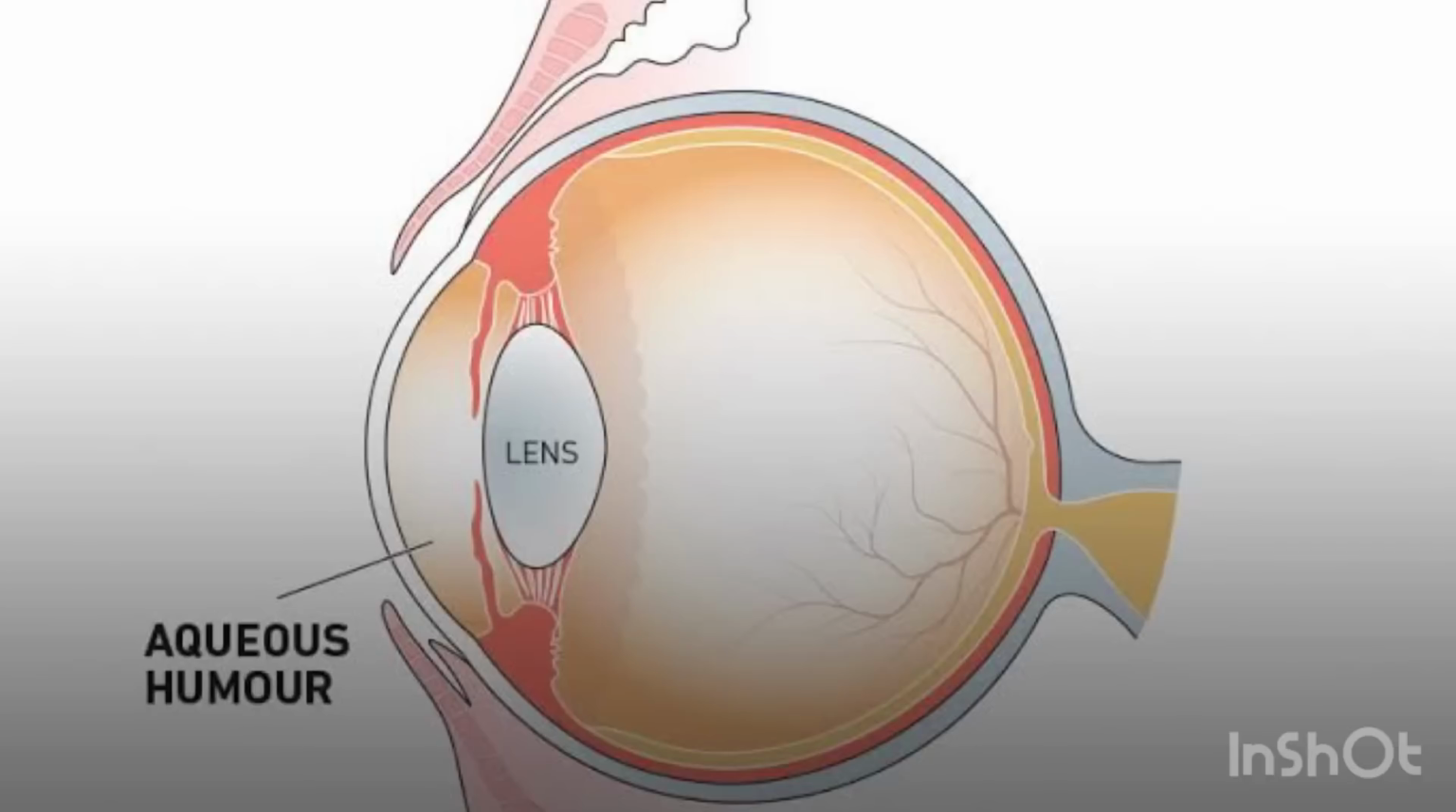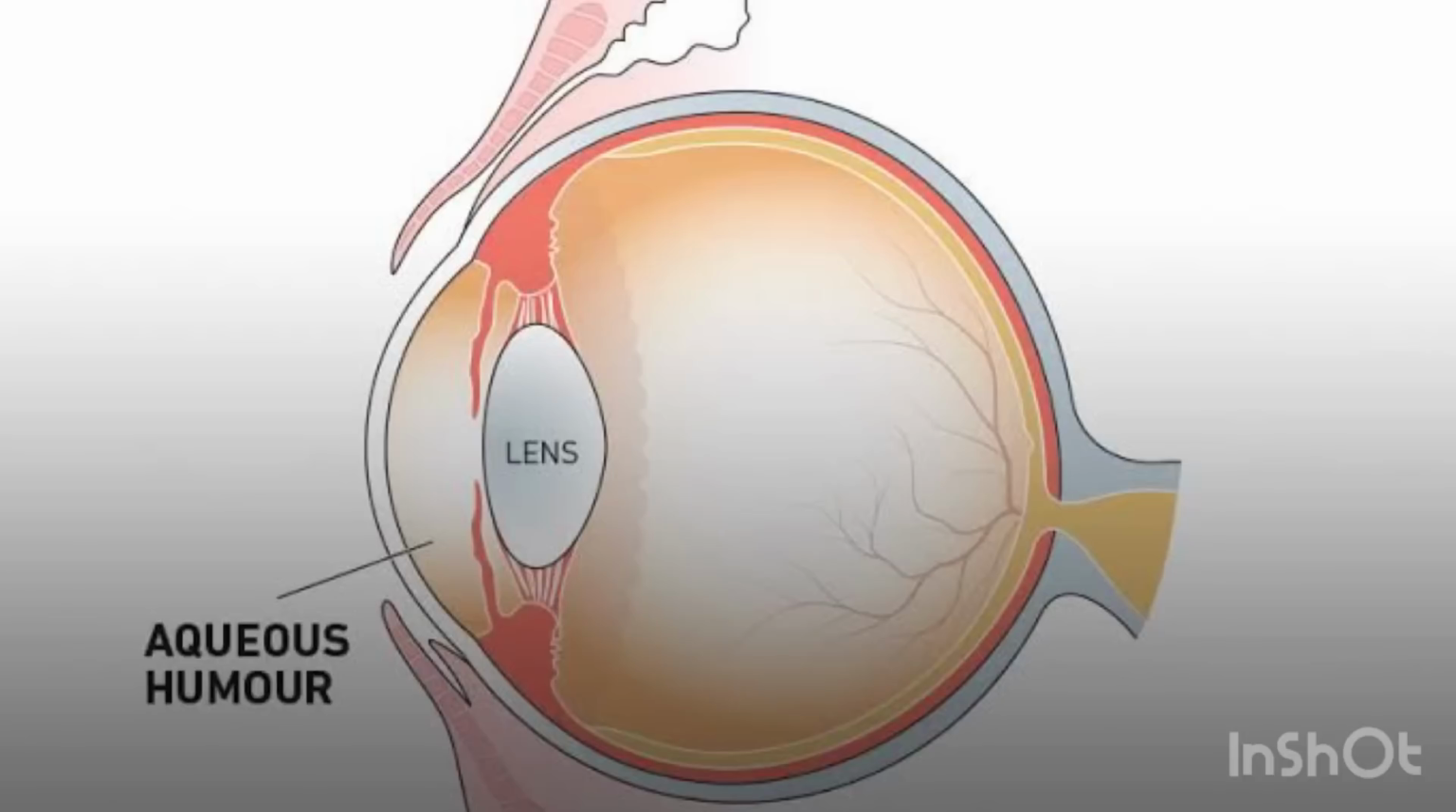The third function of aqueous humor is waste removal. In addition to supplying nutrients, the aqueous humor helps to remove waste products and metabolic byproducts from the cornea and lens. The fourth function of the aqueous humor is optical properties. The aqueous humor plays a role in focusing light onto the lens and the retina. Its refractive properties contribute to the eye's overall ability to create a clear image on the retina.